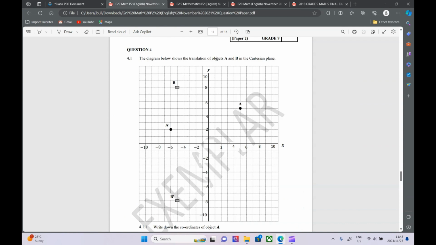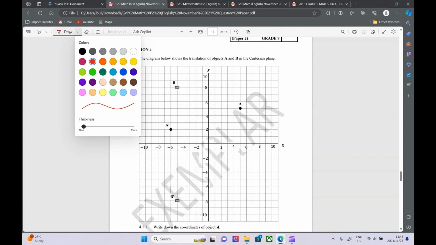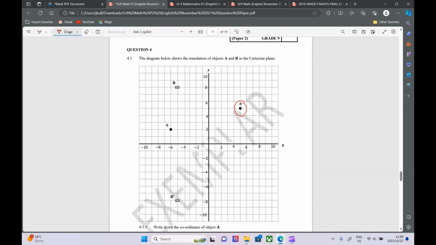So the diagram below shows the translation of objects A and B in the Cartesian plane. So if we just look at A, we can see here we have just A there, and then this one, it's really small actually, but we have A apostrophe. So we can see this was where it was, and then when we moved it, it became that A apostrophe. Okay, so that's what they might ask you. So this is the original. And then if we move it, this is what we call the image. So it's the shape once it's been moved.